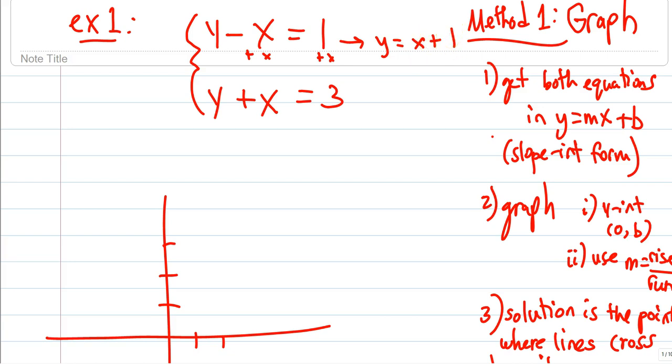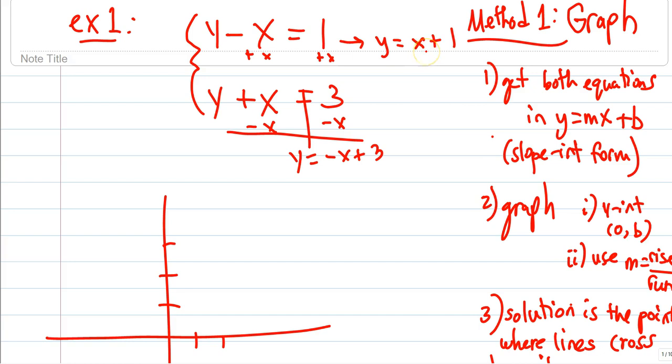The second one, to get the y by itself, we would subtract the x, and we would get the equation y equals negative x plus 3. Okay, so once it's in that form, we graph using the skills from the previous section.